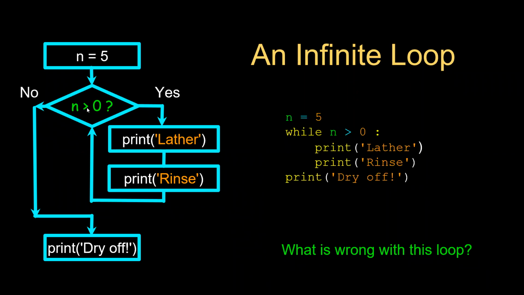If n is greater than 0, it will print leather and rinse only once? It will print infinite times, because there is no increment. Yes, correct. So what we have is n equals 5, n greater than 0, so it will print, but we don't have any decrement over here. The condition always satisfies. Therefore, it will go on printing this leather and rinse for an infinite number of times.